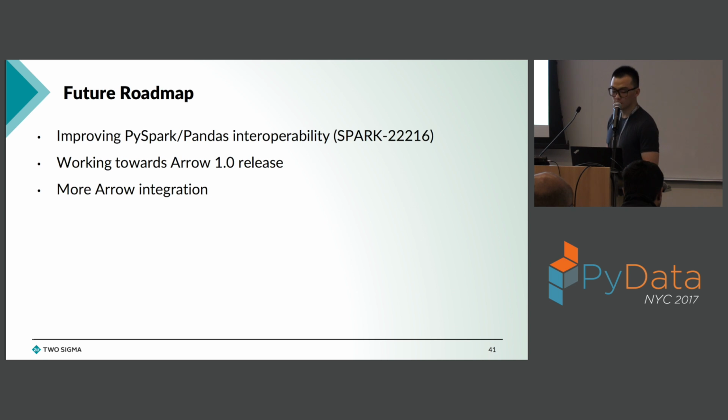So finally, just some future roadmaps. Here's the Jira. This is a master Jira, covering all the issues with PySpark and Pandas interoperability. We have more things we want to do in the area, so you can watch it, vote on it, comment if you want. And on the Arrow side, we're working really hard towards the Arrow 1.0 release, which will make things much more stable, the APIs and the binary representation.